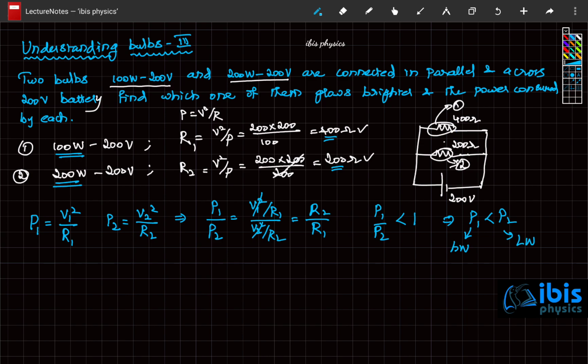Now you see, in the previous problem we said when two bulbs are connected in series, the bulb with lesser wattage, that means the 100 watt, was glowing brighter. Now when connected in parallel, power is inversely proportional to resistance. The more the resistance, the less the power. So low power means high resistance, and high power means low resistance. So when connected in parallel, understand that the bulb with higher wattage will glow brighter and the bulb with lower wattage glows less bright.